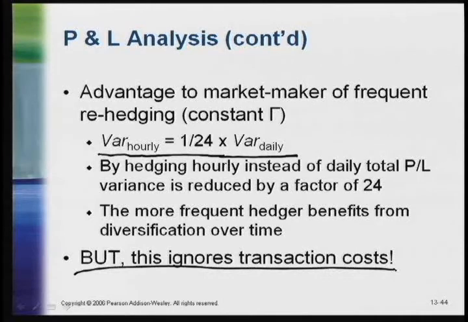So there's a tension between, on the one hand, frequent rebalancing is good for the market maker because it reduces the gamma costs and ultimately reduces the variability of their profits and losses. But on the other hand, there will be a cost item associated with that rebalancing associated with transaction costs.